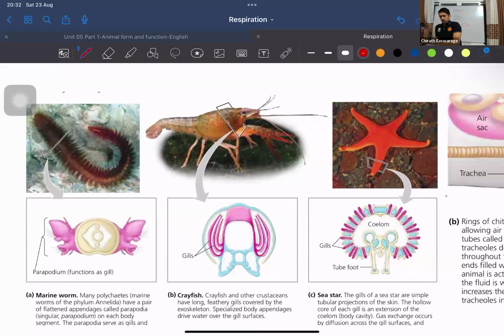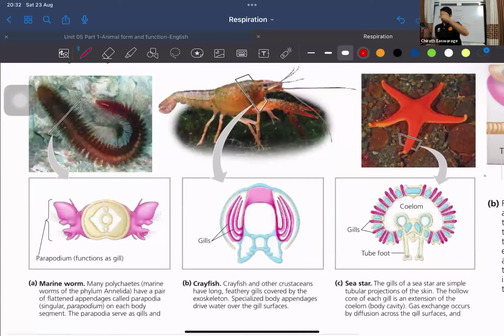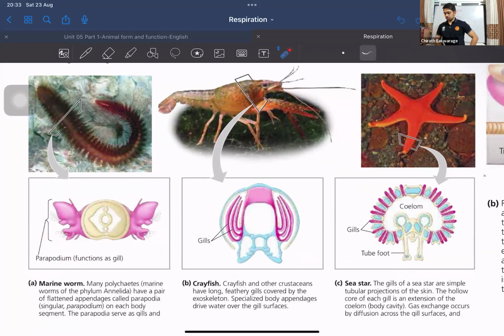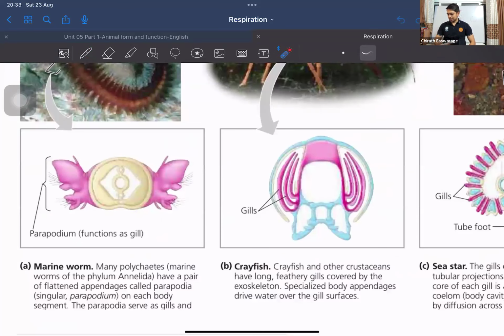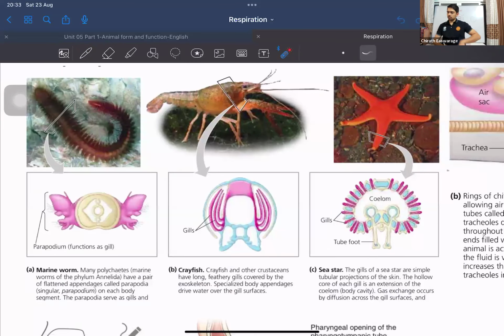So in your marine annelids, we have a special respiratory surface. If you can remember your evolution, we learned that they have a unique feature called what? They have parapodia. Parapodia are involved in locomotion and respiration, right? They act as external gills, so they are a gas exchange surface found outside these marine annelids.